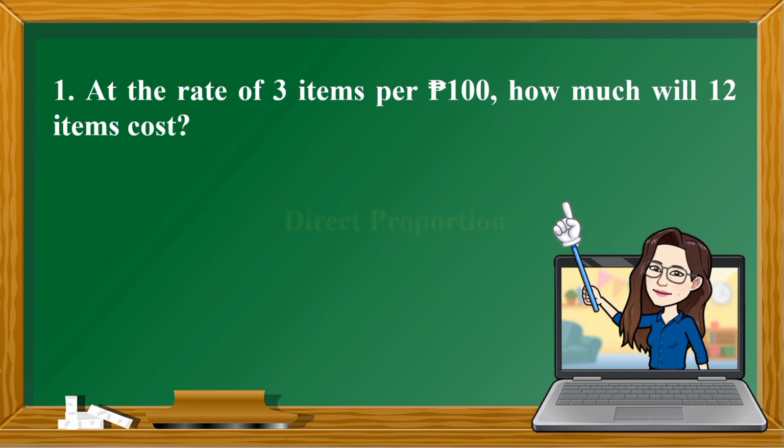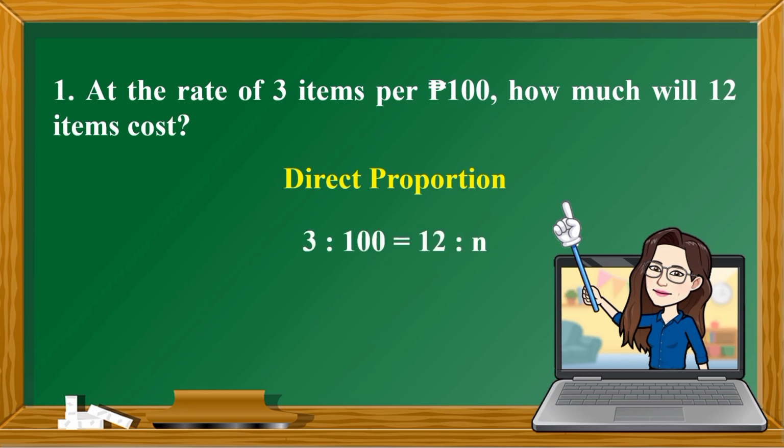Yes, you are correct. This is direct proportion. We can write it as 3 is to 100 equals 12 is to n. And now that you identified what proportion it is, you can now solve it. So, what is the value of the missing term? Great! You are correct. The value of n is 400.